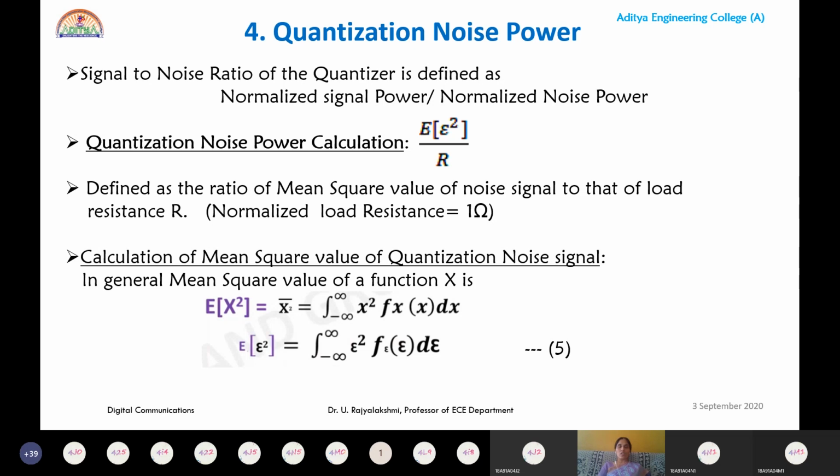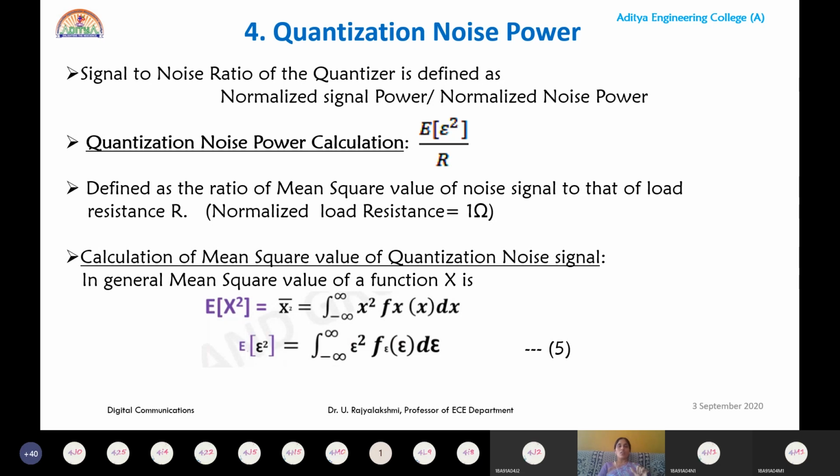So what is the quantization noise power here? Expectation of error square, nothing but the mean square value of the noise signal divided by 1 ohm. So I can say that the quantization noise power is directly equal to the mean square value of the error under normalized load resistance. So first of all, let us calculate the expectation of error square to define the quantization noise power. Once we get this value, let us take it as capital N. Then we can directly substitute it in SNR. Now let us calculate the mean square value of the error.